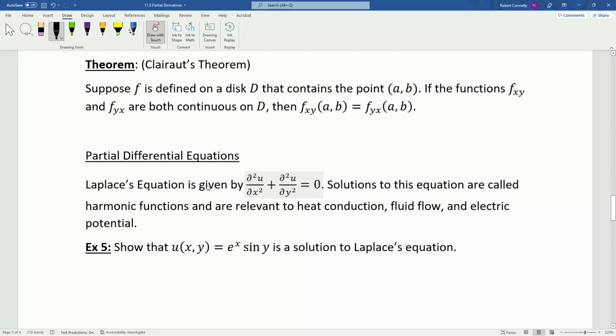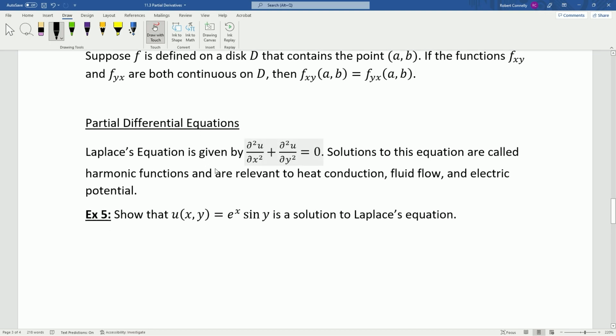Okay, so a little bit of discussion of some differential equations here. Since this isn't a physics class, I'm not going to talk a whole lot about the experimental verifications of physics laws. But we will talk about a couple laws that are described by some differential equations. So this one is Laplace's equation. It's given by the second partial derivative of u with respect to x twice, plus the second partial derivative of u with respect to y twice equals 0. And solutions to this equation are called harmonic functions, and they have applications in heat conduction, fluid flow, and electric potential.